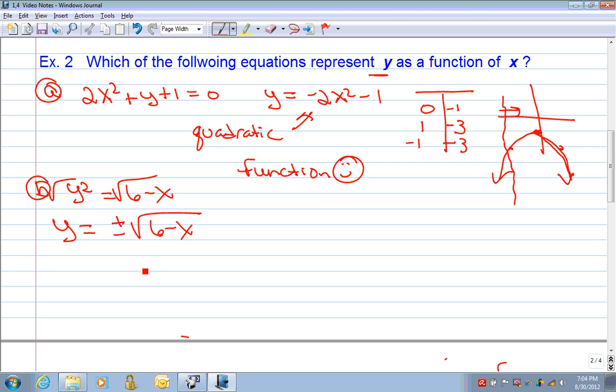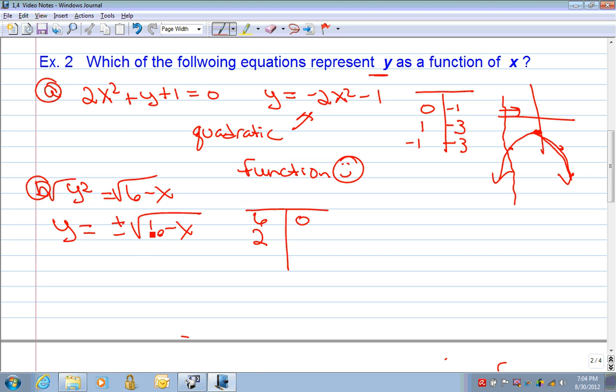All right, so we've solved for y. Notice this time if we make a t-table, what happens? If I choose 6, then I would get 0 underneath the radical, and I would just have 0. But what if I chose 2? If I put 2 underneath here, I would get 4, and the square root of 4 is 2.